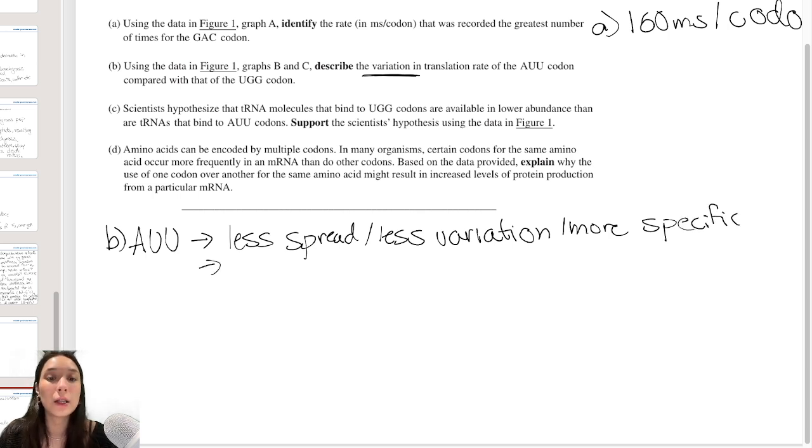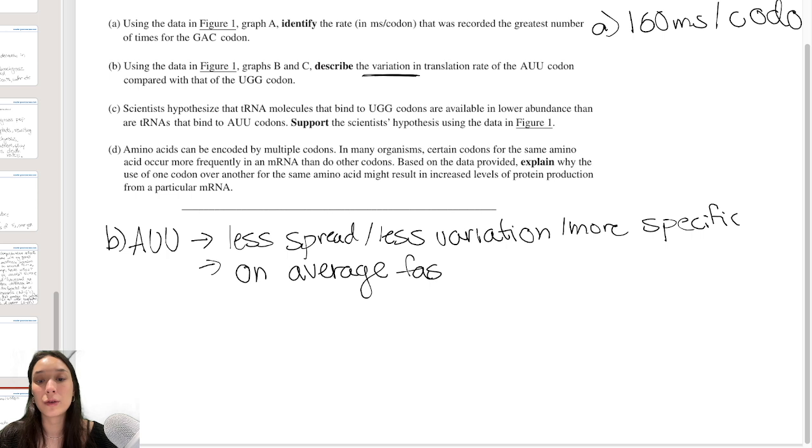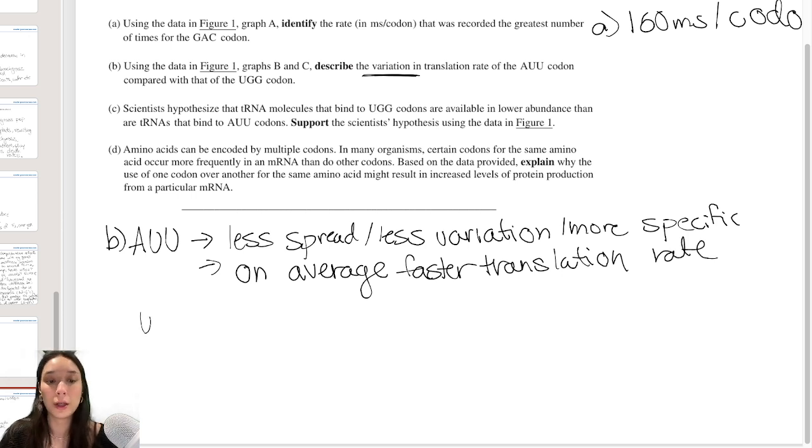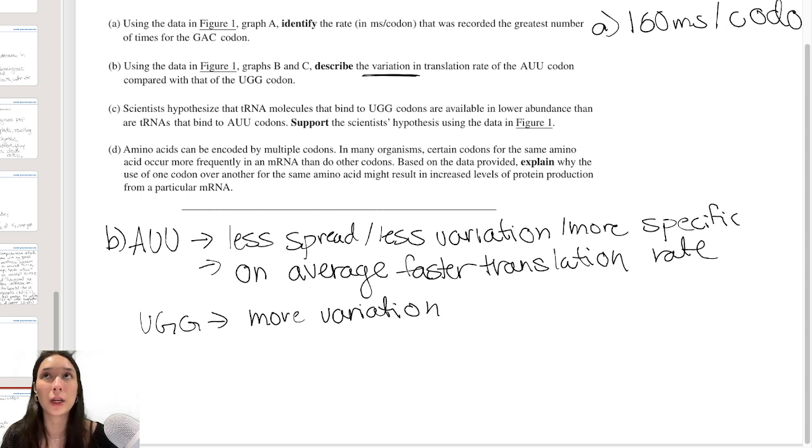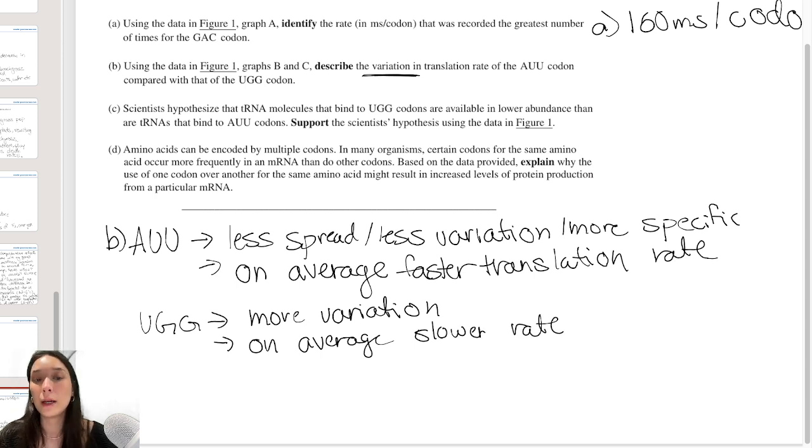And then you can say, compared to the other one, compared to UGG, on average, and I would mention on average because you do have a spread and multiple numbers, a faster translation rate. Now for UGG, it would be the opposite. So more variation, because we saw a really big spread of that data, it probably would have a very large significant error, and then on average, slower. Okay, so that would be B.